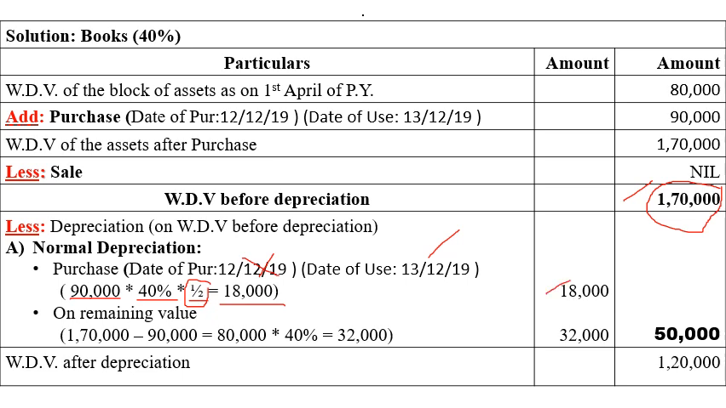Next, on the remaining value, the value for depreciation is 1,70,000 minus 90,000. The remaining value is 80,000. 80,000 into 40%, so 32,000. The total depreciation is 50,000. So that is in case of books.